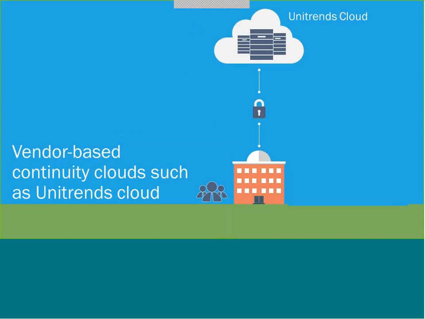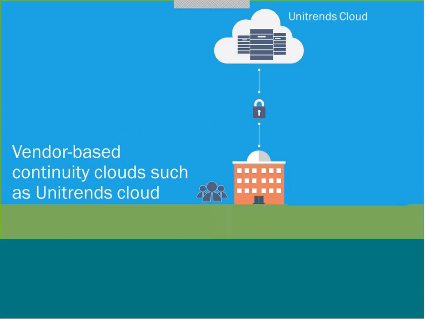Finally, the third class of clouds are clouds that are really focused on continuity services, such as our Unitrends cloud. And these clouds focus all their services on what it takes to provide near instantaneous recovery times. They offer disaster recovery as a service, and they can also act as your failover site in a declared emergency.